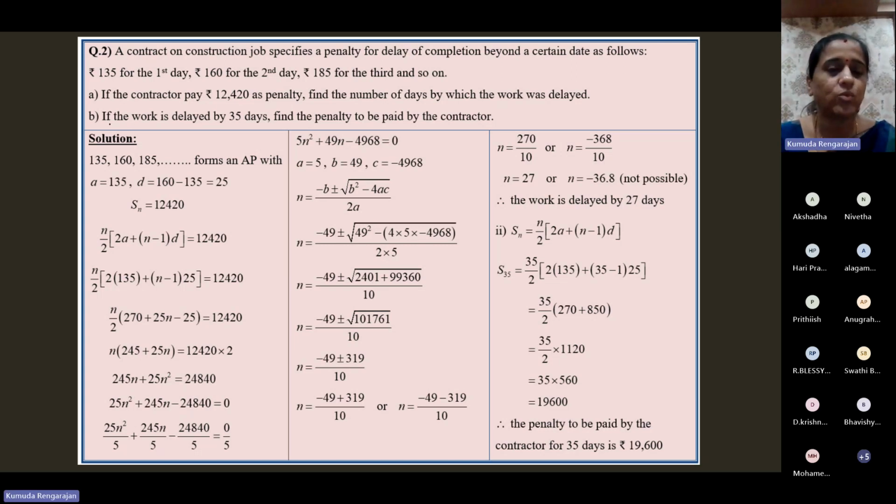Next, this one is a direct question. If the work is delayed by 35 days, find the penalty to be paid by the contractor. So it's given that the work is delayed by 35 days. So the penalty to be paid by the contractor would be A1 plus A2 plus A3 plus A4 plus A5, so on till A35, which is S35. Yeah, please complete the answer.